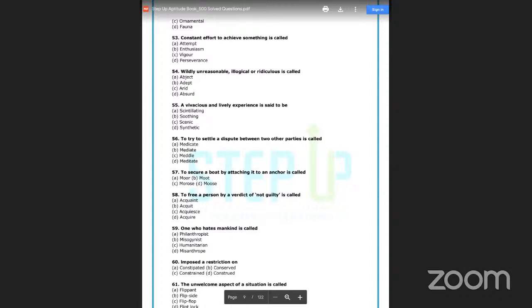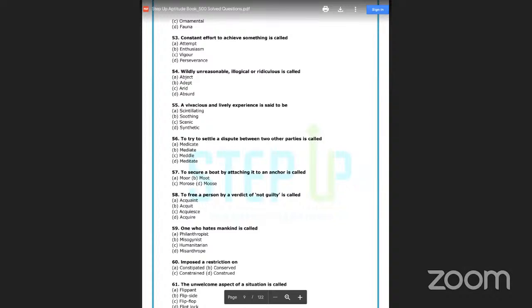Next, 58. To free a person by a verdict of not guilty. Yes, somebody has said acquit. That is correct. What do you mean by acquaint? Acquaint means to know someone, right? You know someone, you have acquaintance with a particular person or a place. That is to be familiar with someone.